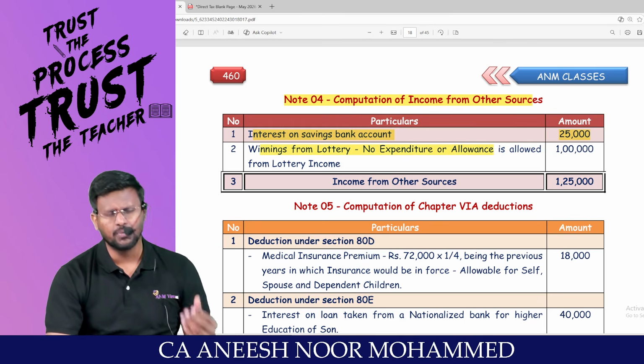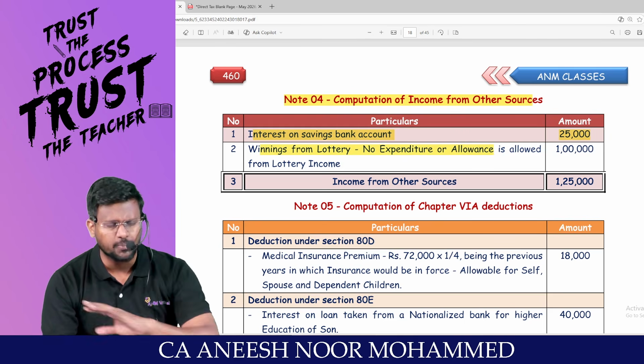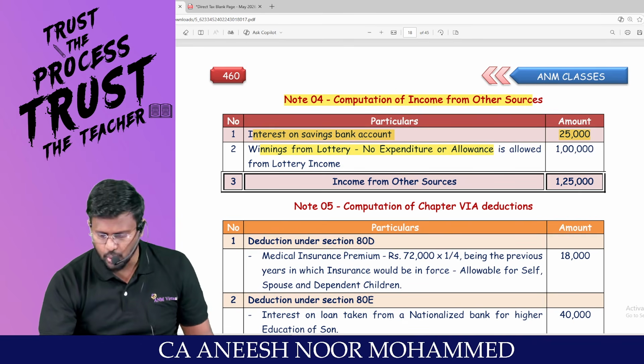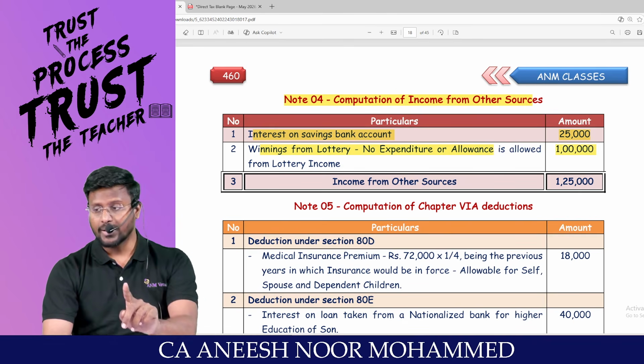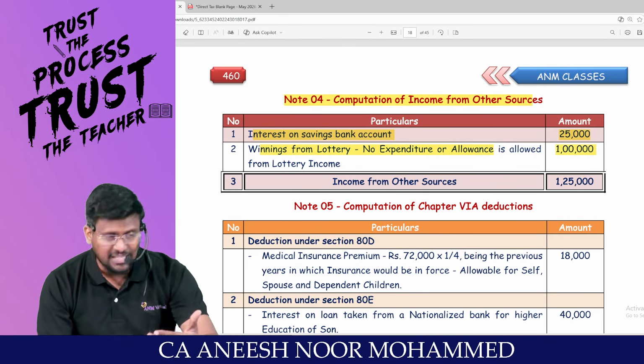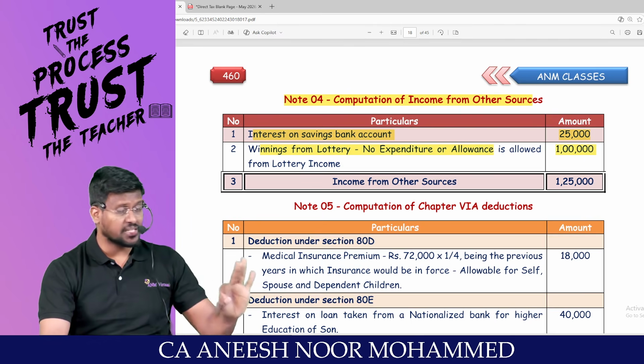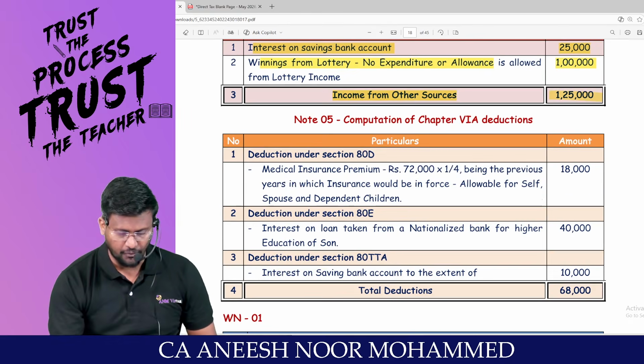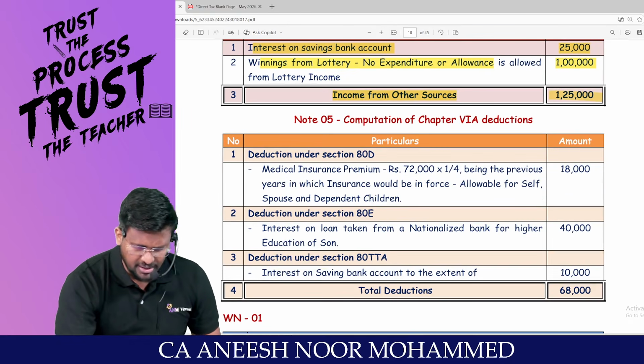Winning from lottery, as we all know, against casual income no expenditure can be claimed. So you have to add that lottery ticket cost also, and it will come to. And when you are calculating the tax liability, don't forget to reduce 30% because TDS would have been deducted. So the IFOS would be 1,25,000. Can we complete chapter 6 and go up?